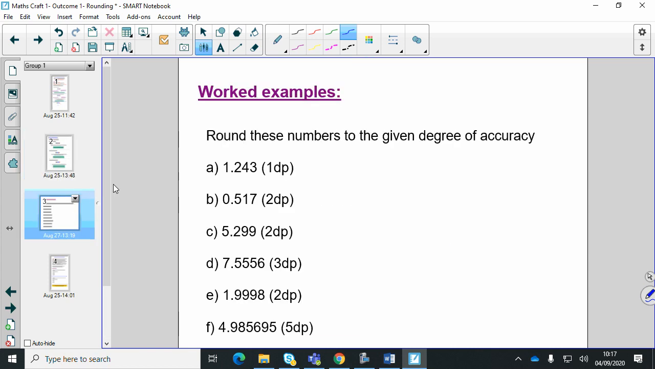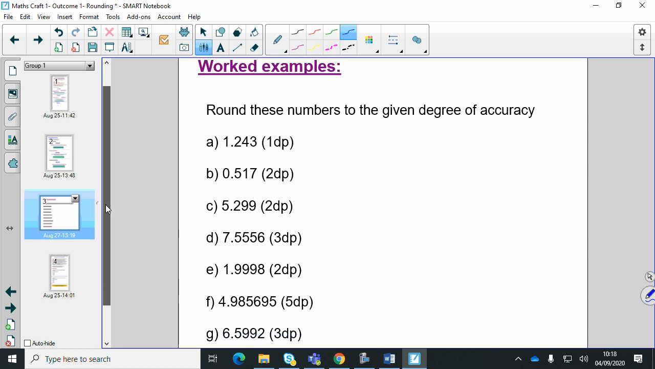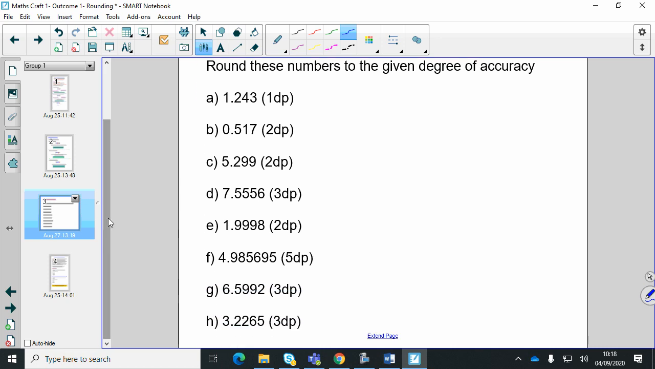Right, let's do some on the board. So it tells you in each of these questions the degree of accuracy. So in this first one, we've got 1.243 to 1 decimal place. So here is our 1 decimal place, the 1.2, and then we're going to check this one along here. And that 4 tells us whether we're going to round up or stay the same. Because it's less than 5, it's going to stay the same.